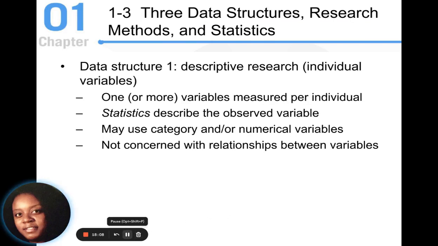Now let's discuss data structures, research methods, and statistics. So a data structure is something like descriptive research where we look at individual variables. We can have one or more variables that are measured per person. A statistic will describe that observed variable. We can use category or numerical variables, and we're not really concerned about the relationship that exists between variables when we're just trying to describe the research.